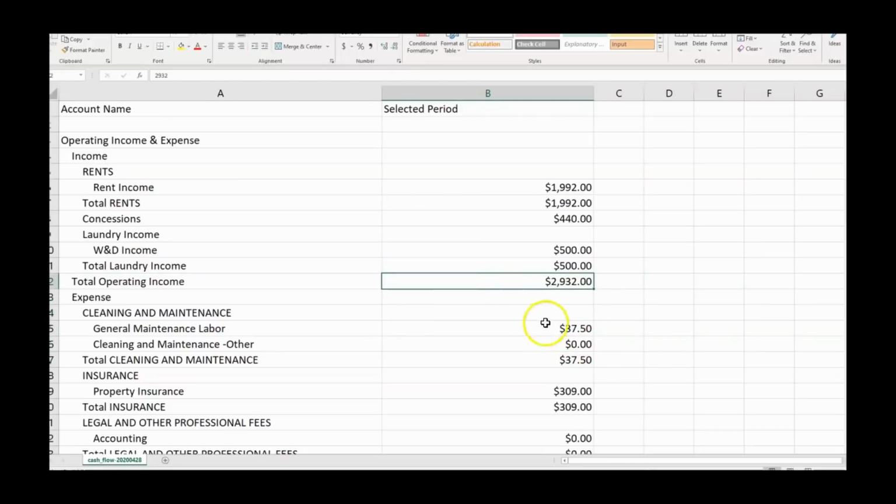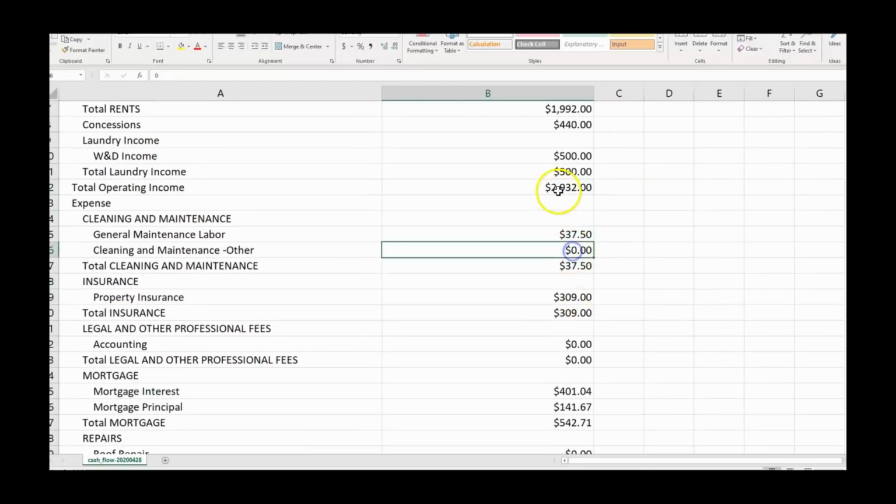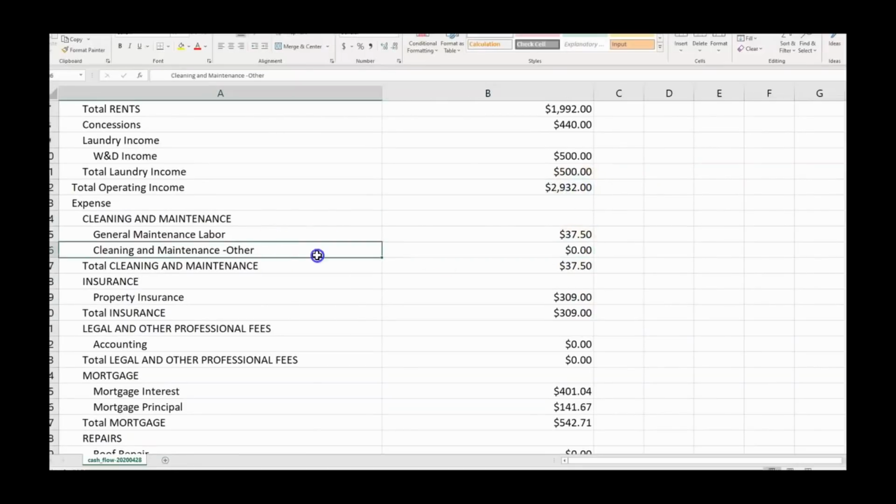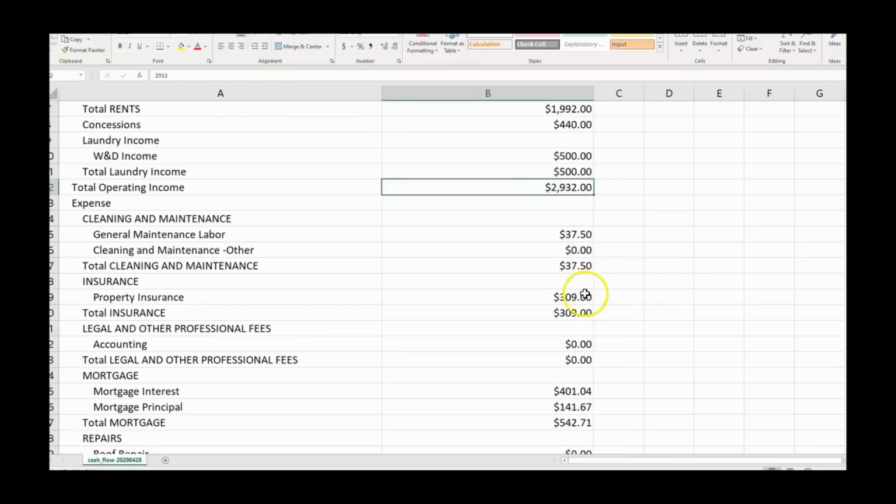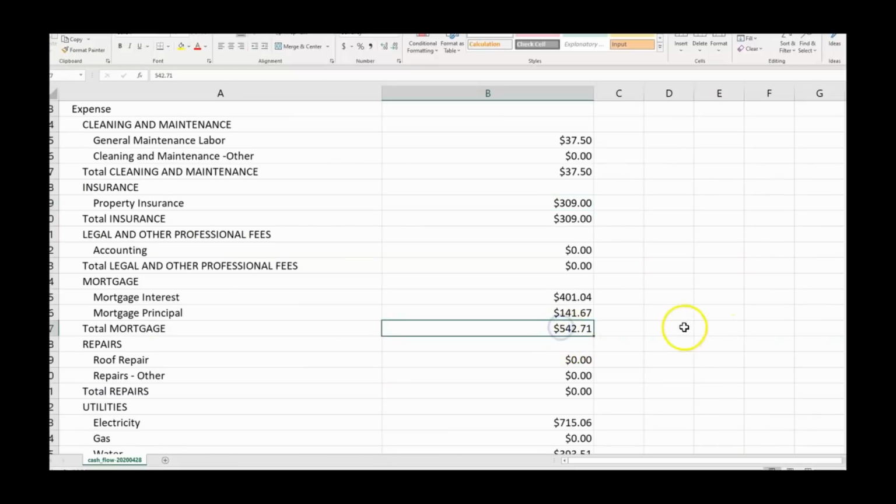It also excludes, I've got to add some line items here. This number would have been about another $600 to $800 higher. And then my cleaning and maintenance, my nephew, who I pay money out of. So he has income out of here, but it's not reflected in that number. So that's a note. We pay $309 a month in property insurance, and I pay $542.71 in mortgage costs.